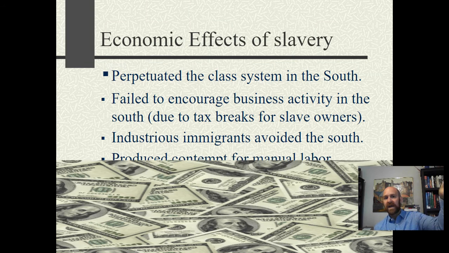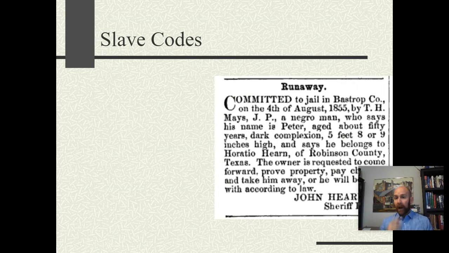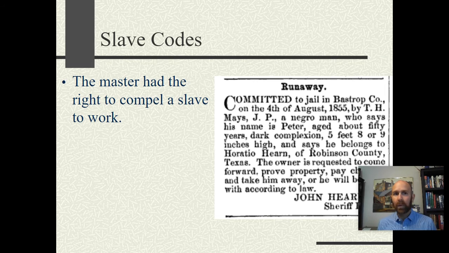And then that says produce contempt for manual labor. We had talked about that already. So the South has a series of codes or laws that govern the way the South can treat slaves. Each state had different sets of slave codes, but there are certain themes that run through all of them. One, the slave owner has the right to compel a slave to work. You can't say no. If you don't work, they can punish you. And essentially, that punishment is left up to the slave owner on how they want to do that.